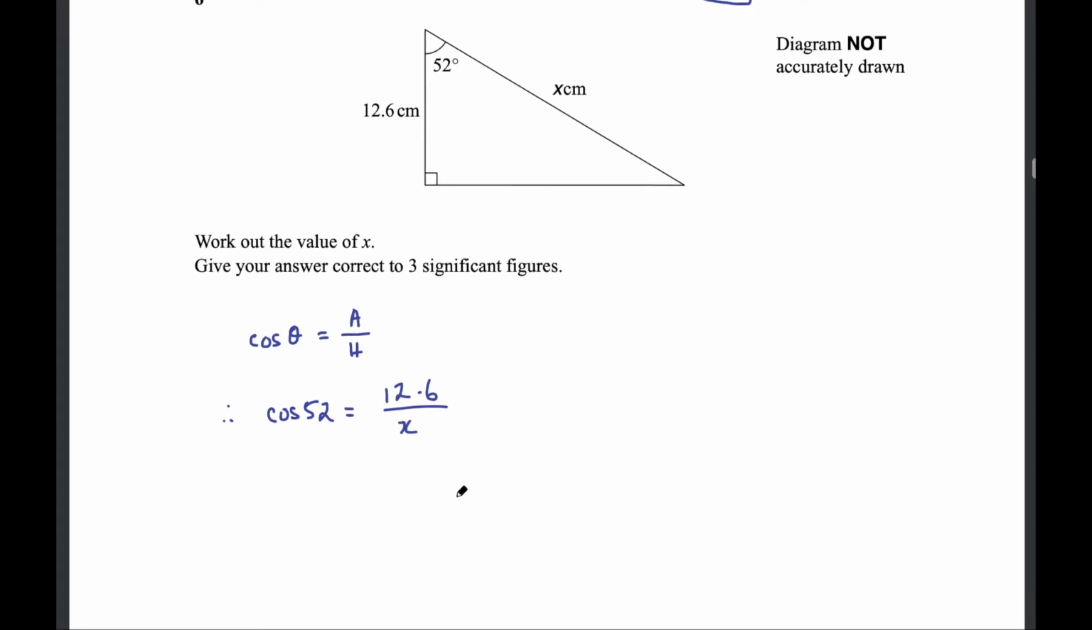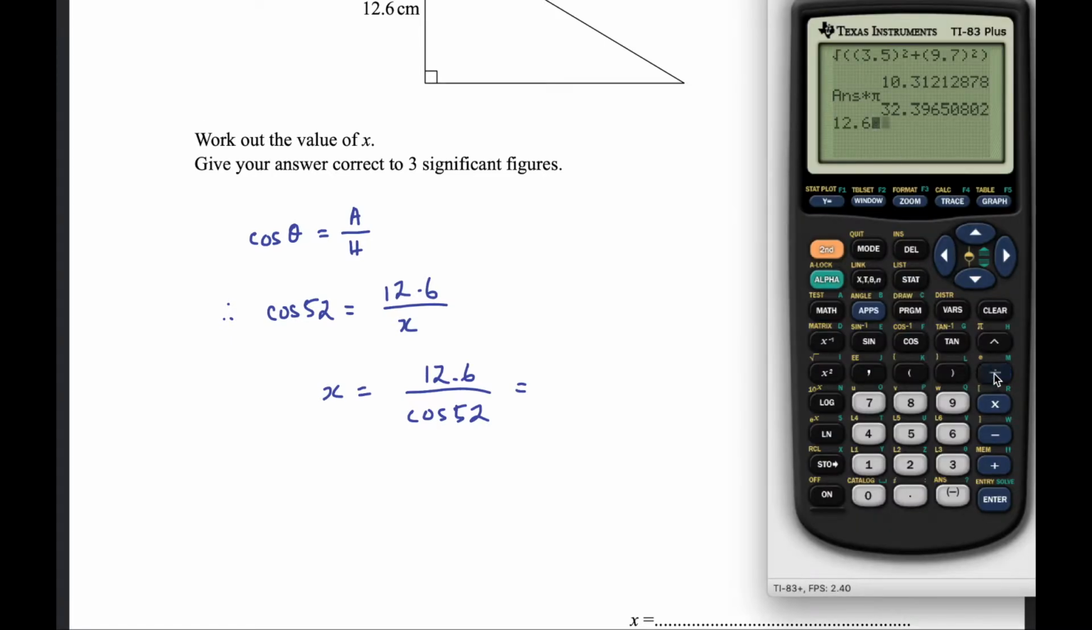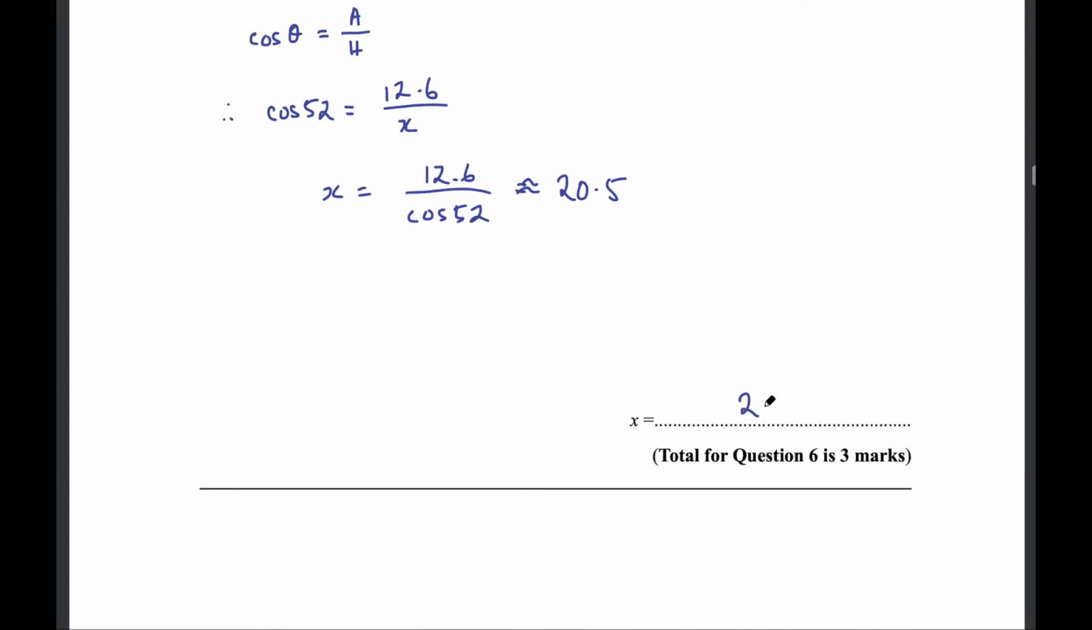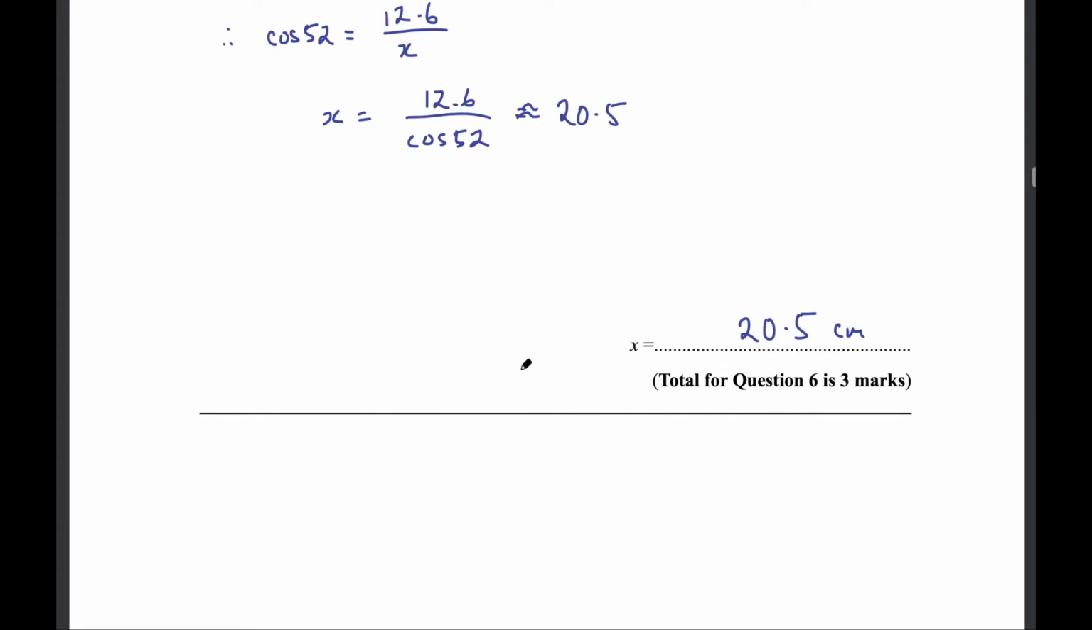Now you need to know how to rearrange this. So you need to multiply by x, divide by cosine of 52, and you'll have x equal to 12.6 over the cosine of 52. And that's how we're finding that unknown. And now we need to plug that into a calculator. 12.6 divided by cosine of 52, rounded to 3 significant figures, this would be 20.5. That 6 means that 4 needs to round up to a 5. So approximately 20.5 centimeters, was it? Centimeters. Okay, that was question 6 for 3 marks.